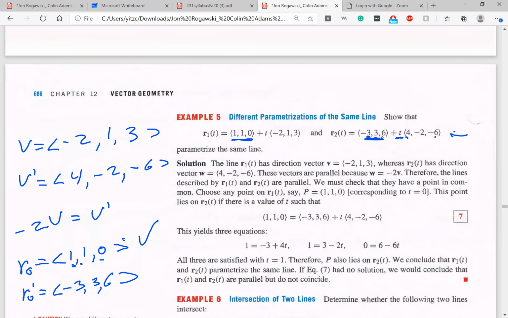In order to find whether this point lies on this line, we only have to take t to be, my guess is, 2. And then we're going to have 1 minus 4, and that will get us to -3. And we're going to have 1 plus 2, and that will get us to 3. And we're going to have 0 plus 3 plus 6, and that will get us to 6. So yeah, these two equations parameterize the same line. Any questions about that?